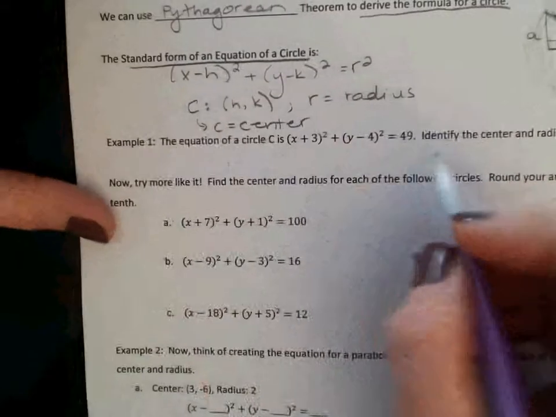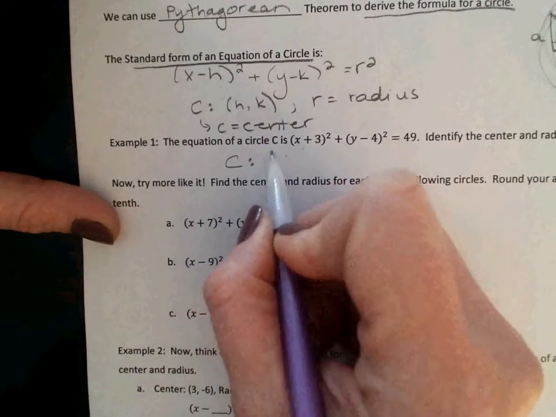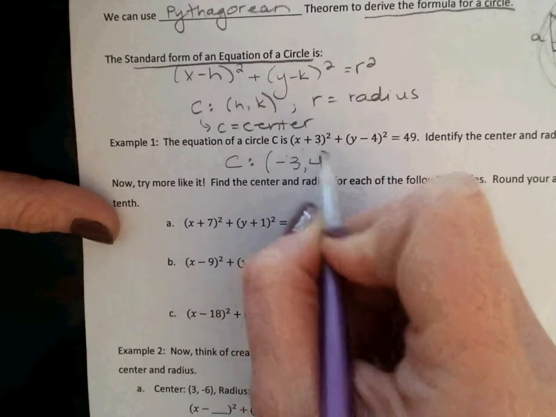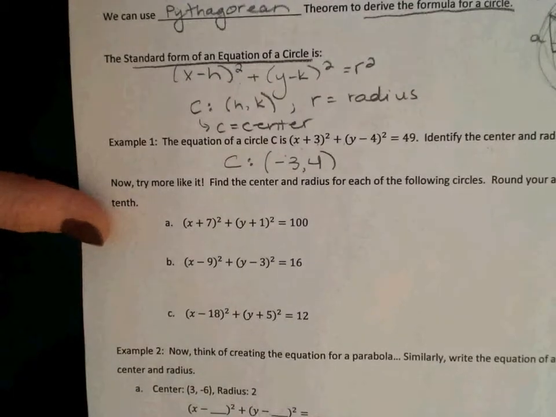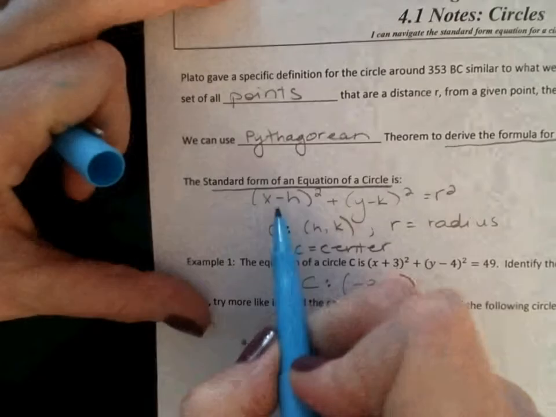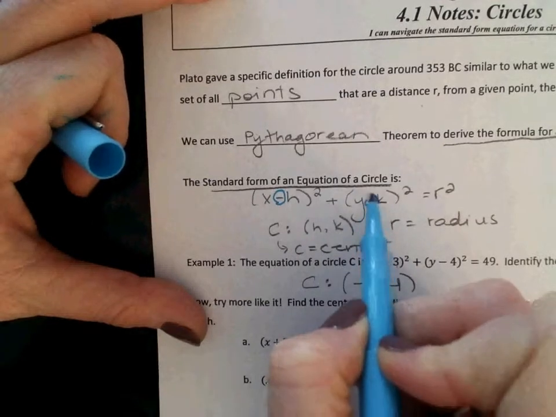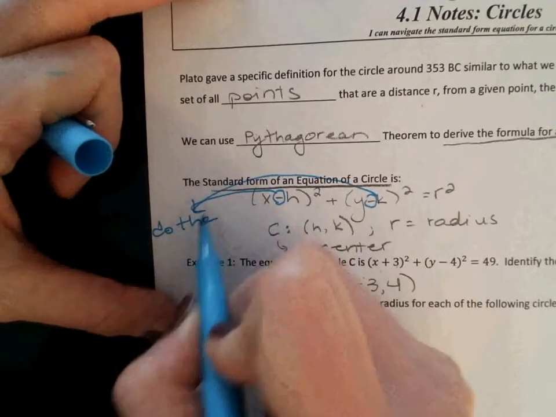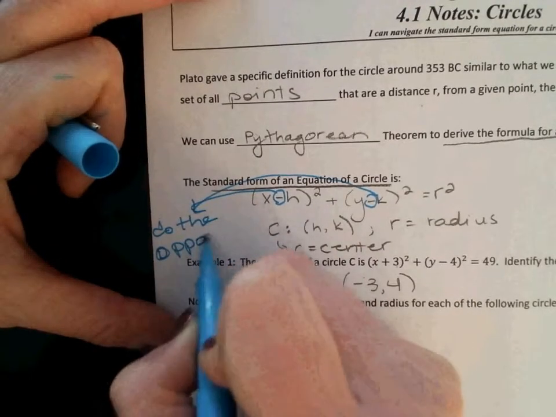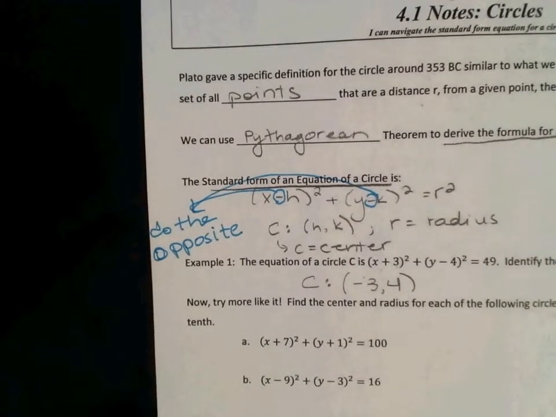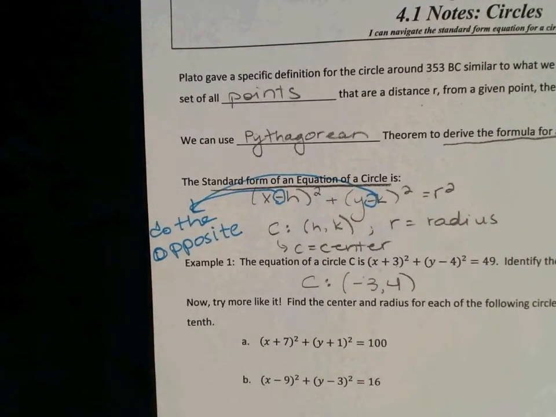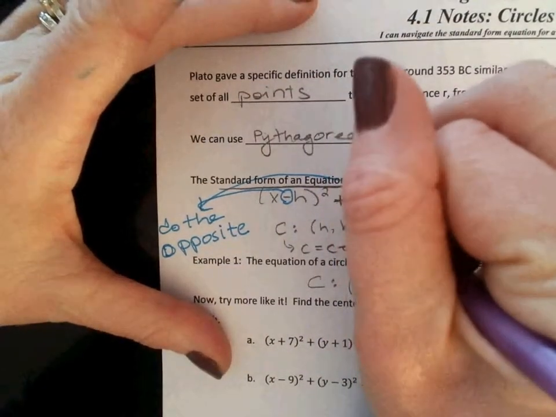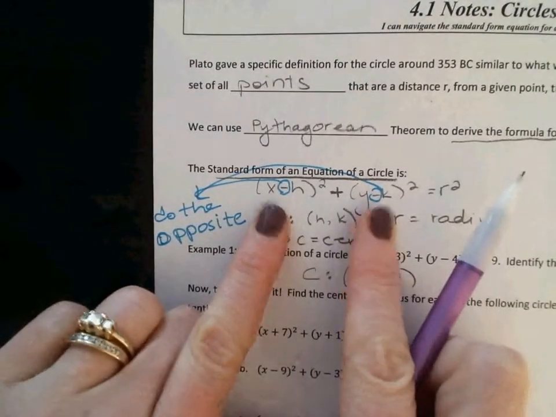The center of the circle is negative 3, 4. Just like when we were talking about parabolas, when we have a minus sign inside these parentheses, that means do the opposite. Oh, I thought we had a square root. That's with the r. So keep that in mind: do the opposite. Now don't get confused. There are minus signs in the middle, but plus signs in between.